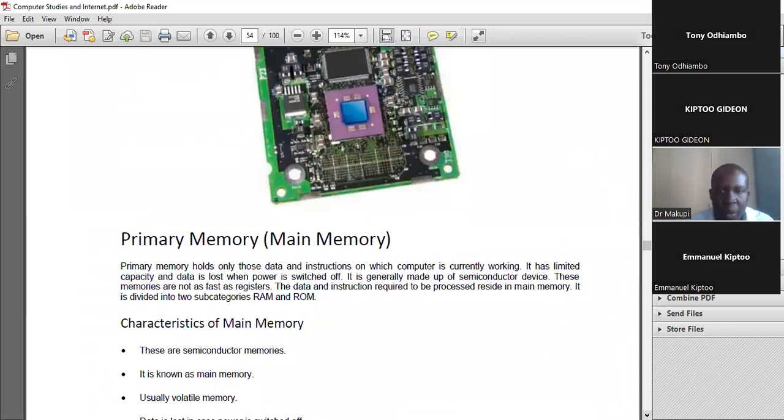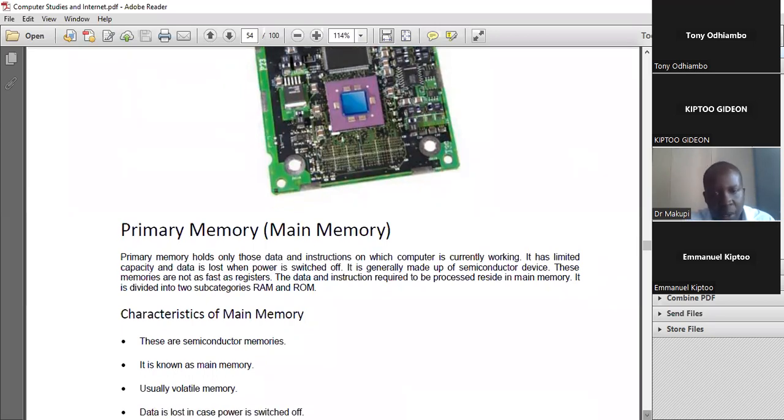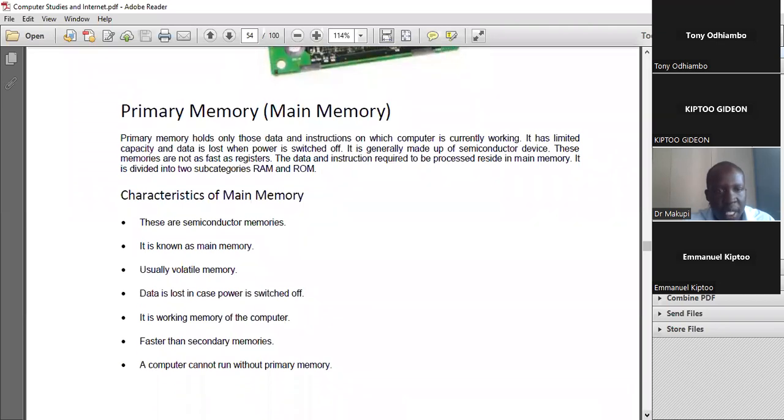So again, this type of memory is made up of semiconductor materials, but they are not as fast as registers. We have storage types known as registers inside the CPU. So this primary memory is not as fast as registers. Any data and instruction to be processed actually reside in this main memory, and we have said these include the RAM and the ROM. We will later on discuss RAM and ROM independently.